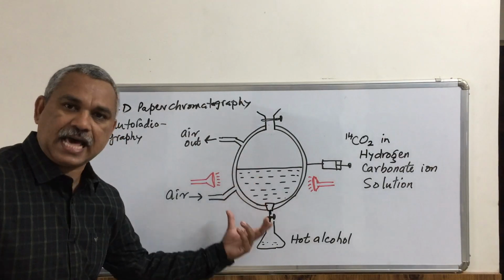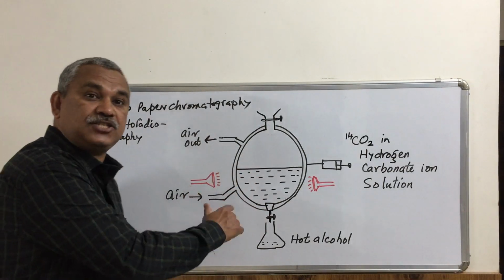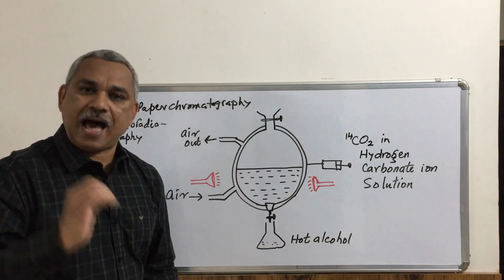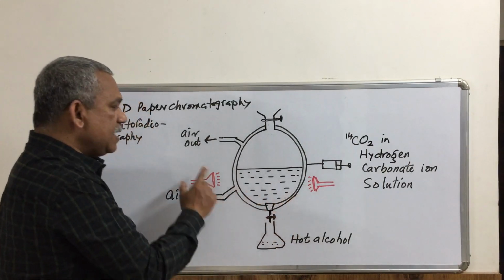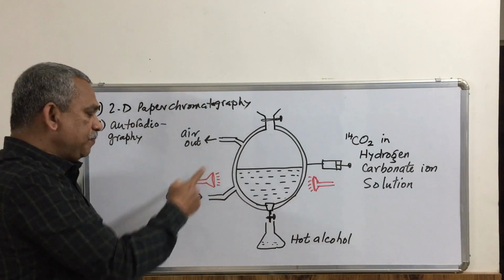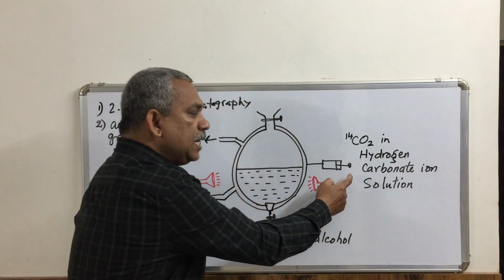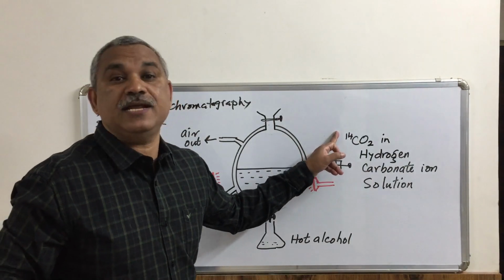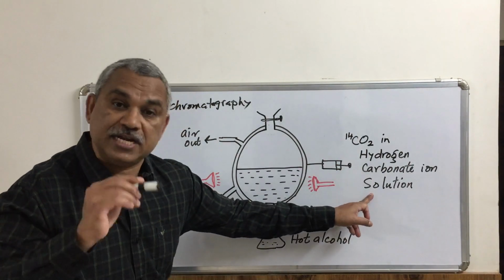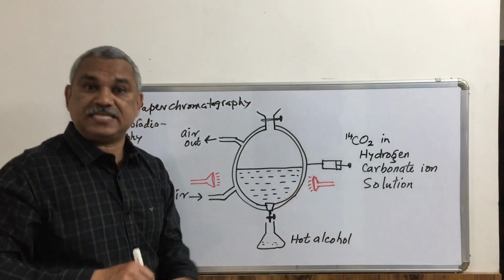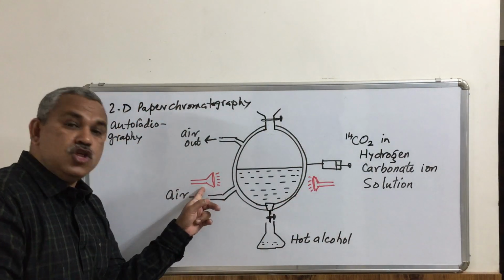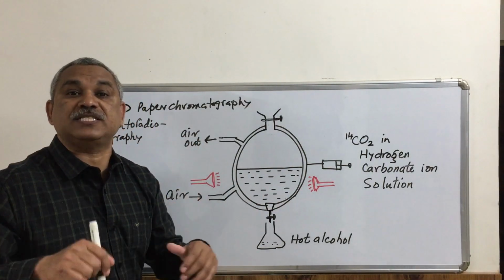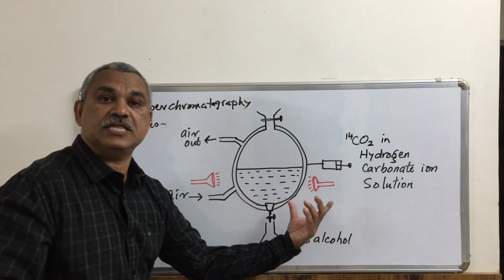This is a glass chamber, and in this glass chamber they filled in Chlorella, a photosynthetic algae. It has an outlet for air and an inlet. They are able to inject carbon dioxide, which is C14 labeled, radio-labeled carbon dioxide ion solution. They pump it inside and illuminate for a few seconds. When illuminated, photosynthesis and carbon fixation will occur.